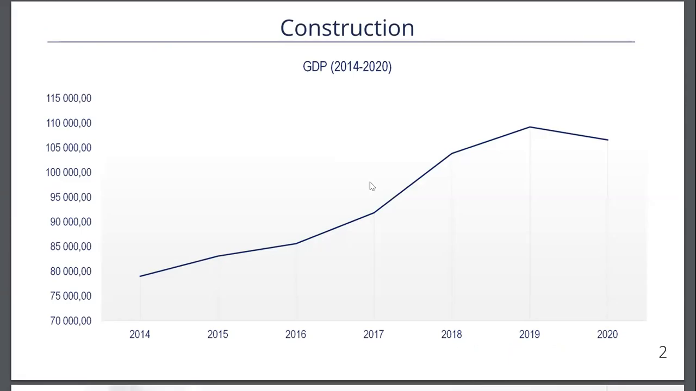Firstly, I would like to say that construction is a very important sector for the economy, in Russia as well as in the whole world. We have looked at different statistics published by the Federal State Statistics Service and the Analytical Center under the government of the Russian Federation. Here you can see the trend of construction GDP from 2014 to 2020. GDP is rising from 2014 to 2019. Unfortunately, because of the pandemic, we have a decrease, but the trend is rising.